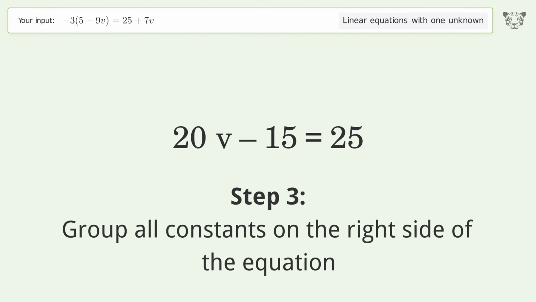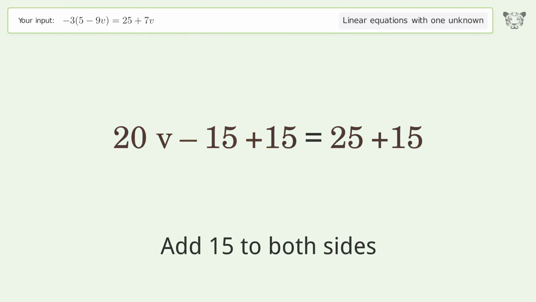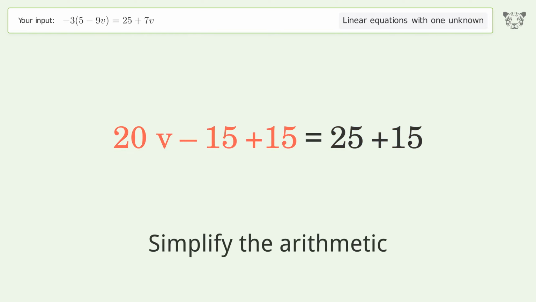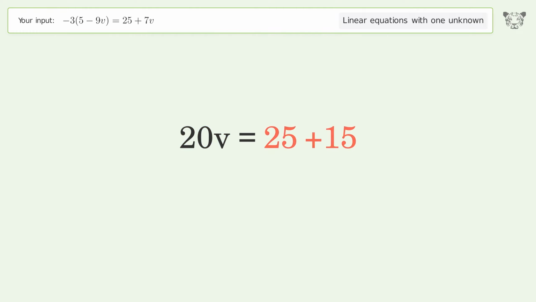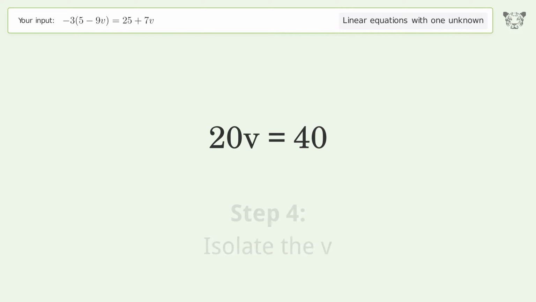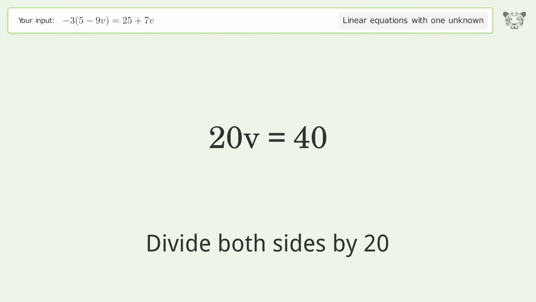Group all constants on the right side of the equation. Add 15 to both sides. Simplify the arithmetic. Isolate the v. Divide both sides by 20.